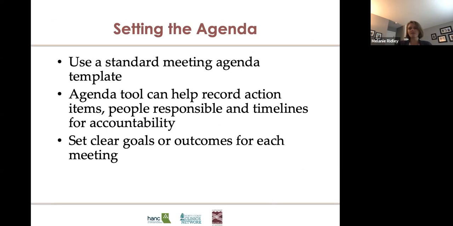I think we saw in the chat the importance of an agenda. So agendas really do help drive effective meetings, and using a standard meeting agenda template for each of your meetings will help your team become accustomed to how your time together is going to go and how you organize the content and the actions. The agenda tool can also be used to record action items and what was agreed upon during meetings, who's responsible, and the timelines, so that you're able to store that in one standard place for the team.